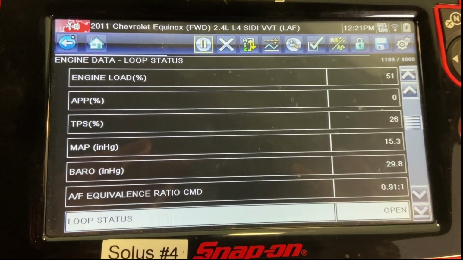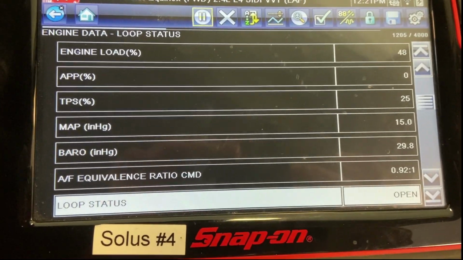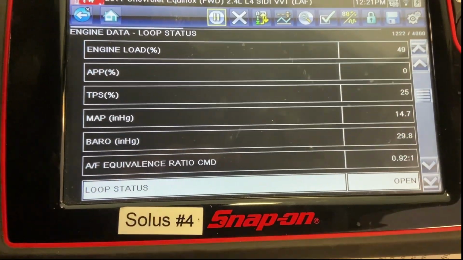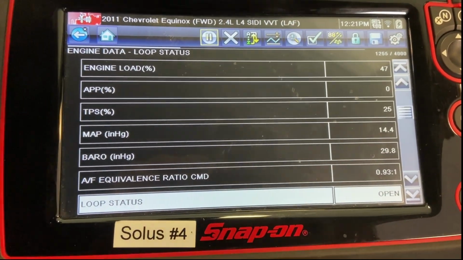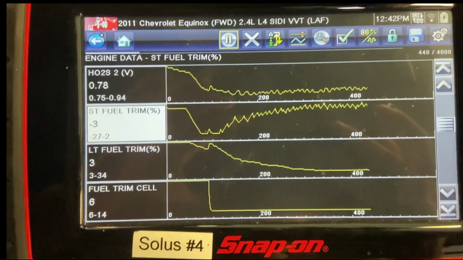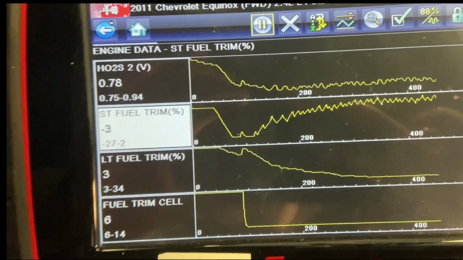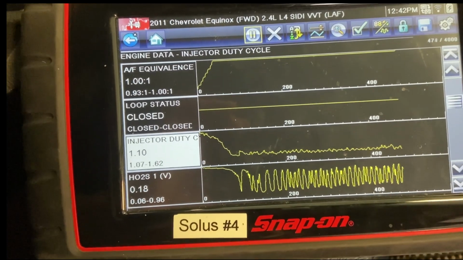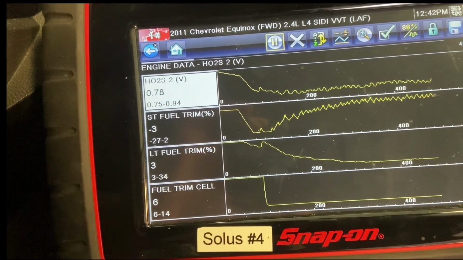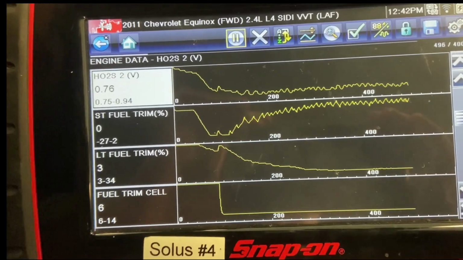Here we can see we've just started the vehicle and we are in open loop. Therefore, all of the sensor readings just result to a default for fuel trims. Here we are in closed loop. We can look at the O2 sensors and how they are affecting our fuel trims. As you can see, our upstream is switching and our downstream is measuring catalytic efficiency.